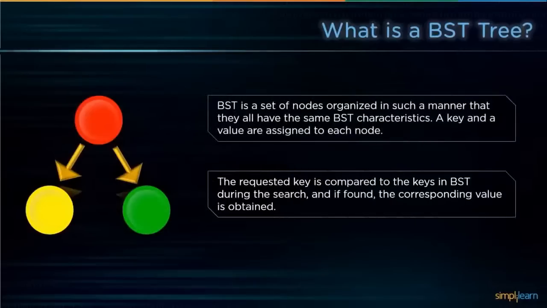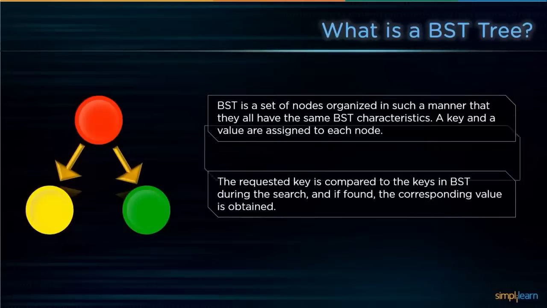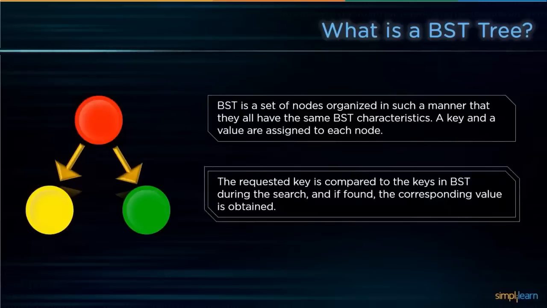Let's get started with introduction to binary search tree. Binary search tree is a set of nodes organized in such a manner that they all have the same binary search tree characteristics. A key and a value is assigned to each node. The requested key is compared to the keys in binary search tree. So during search, if the key is found, then the corresponding value will be retrieved.